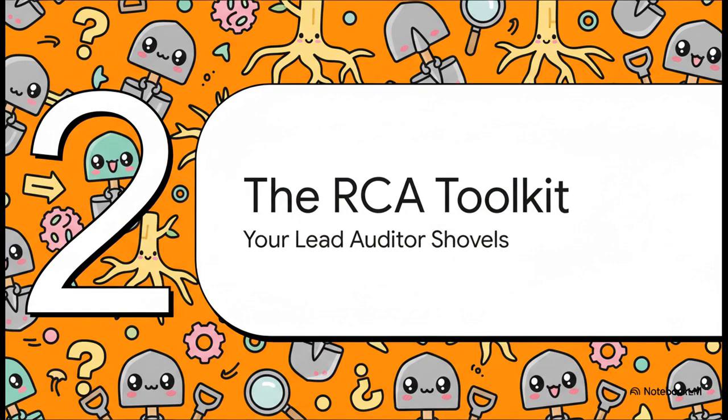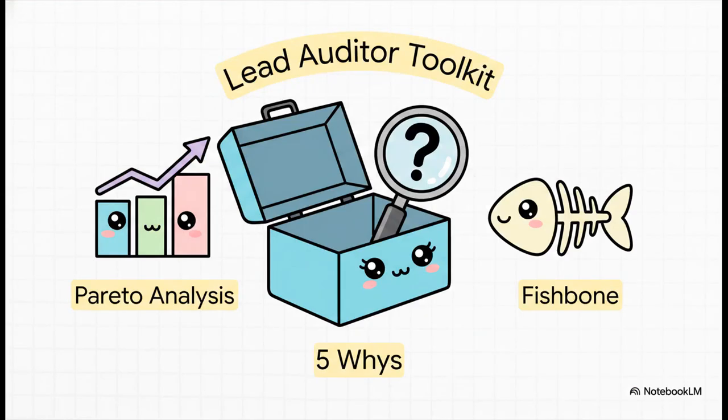All right, moving to Section 2, the RCA Toolkit. Let's grab our lead auditor shovels. The standard gives us some seriously powerful investigative methods to dig out the truth. The 3 most vital tools in your kit are the 5 Whys, Fishbone Diagrams, and Pareto Analysis. Each one lets us break down massive, complex problems into highly structured, manageable pieces. Let's see how they actually work in practice.